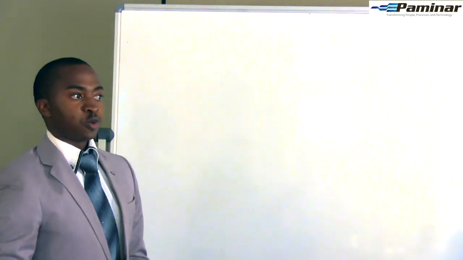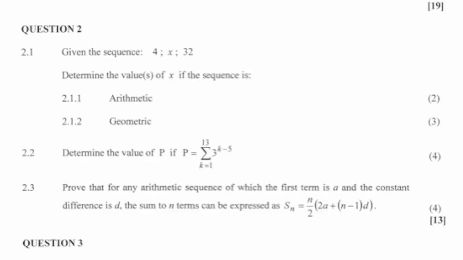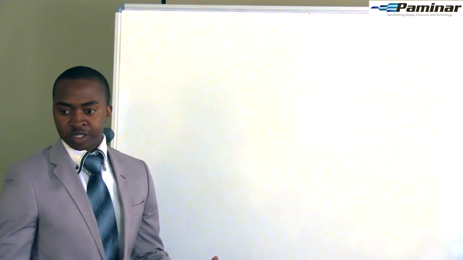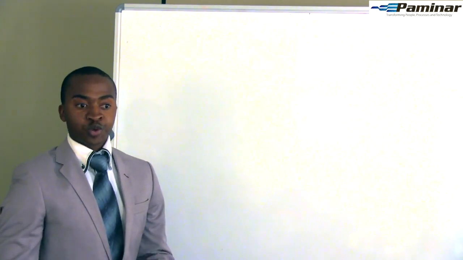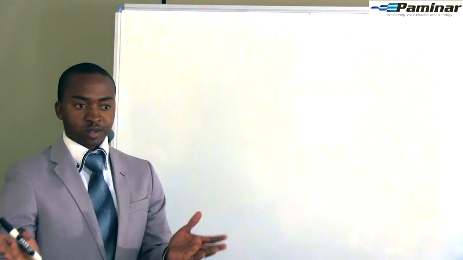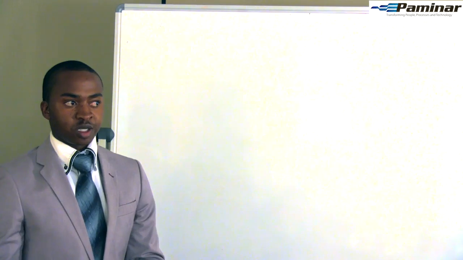Moving on to question 2.3, it reads, prove that for any arithmetic sequence of which the first term is a and the constant difference is d, the sum to n terms can be expressed as: the sum of n terms is equal to n over 2 brackets 2a plus (n minus 1)d. Okay, so for this question, this is a very typical question they like to ask. They want you to prove that this formula is given by this equation.